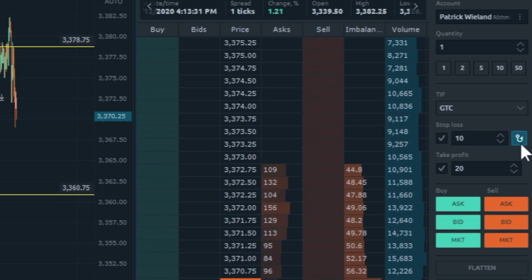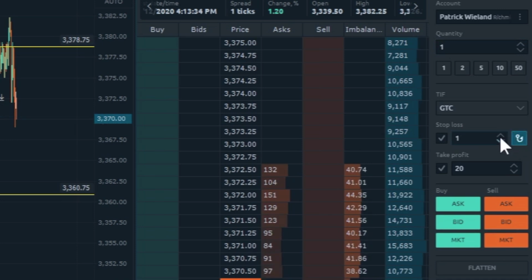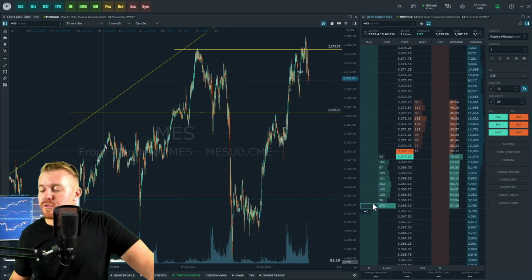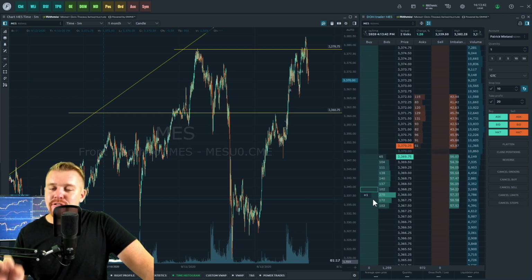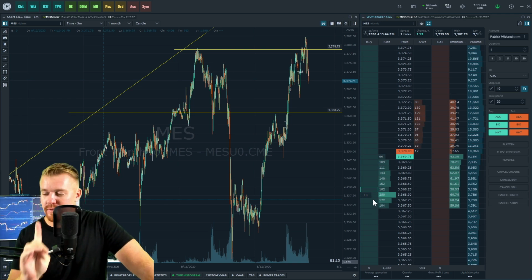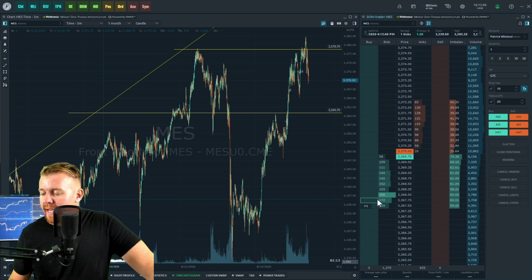It looks like a little fish hook. Can you guys see that? It looks like a little fish hook, right? It's kind of perfect because I like fishing and stuff. But what this allows me to do here is actually enter with a bracket order, right? A bracket order. So I can enter my trade.